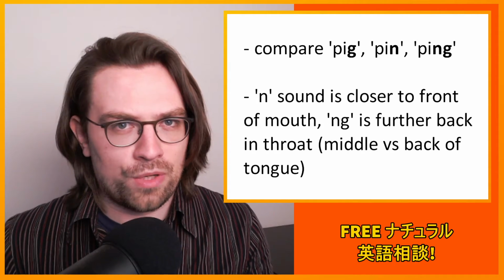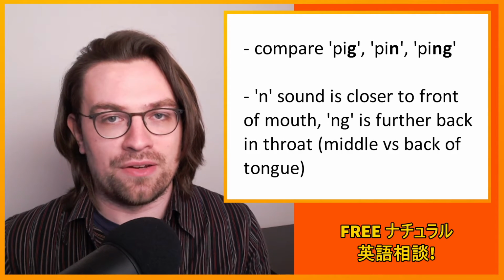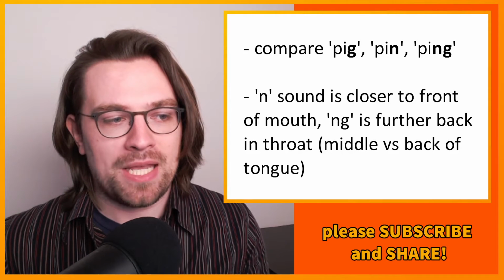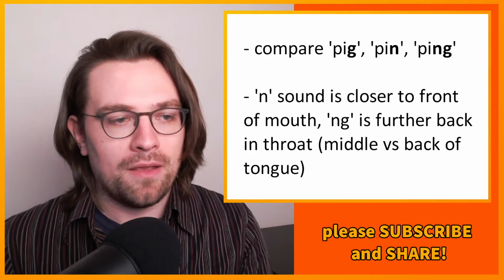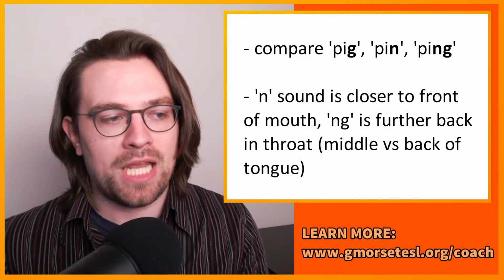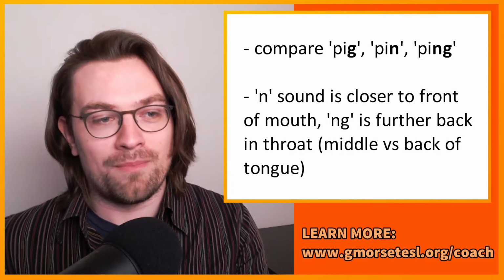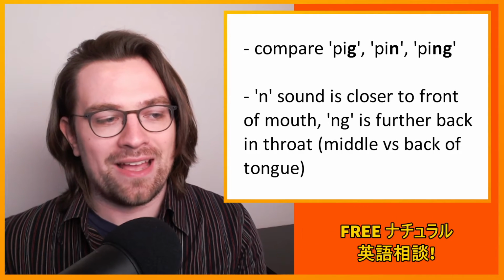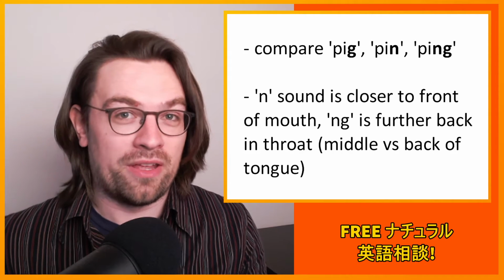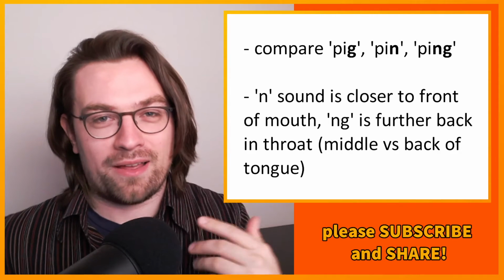So compare these 3 words. Pig, pig. You can hear the strong G sound on the end of that. Pin, pin, and then ping, ping. So if you watched my mouth closely between pin and ping, you see that the N sound is closer to the front of the mouth. Pin, pin. My tongue is almost between my teeth. But with the NG sound, ping, ping, my tongue is further back.